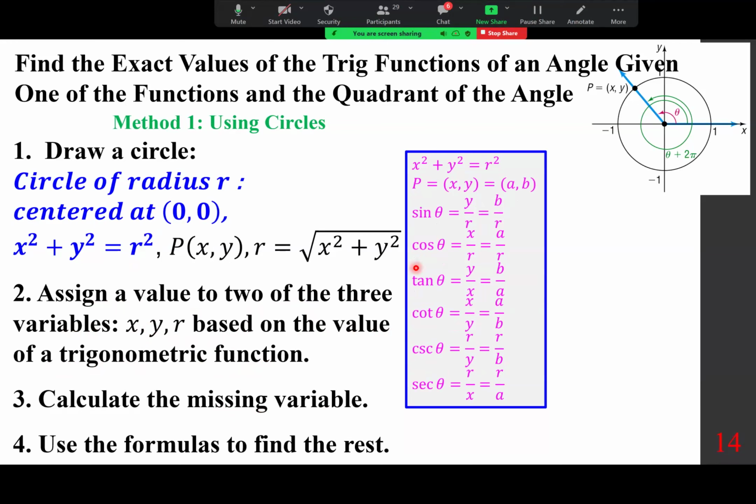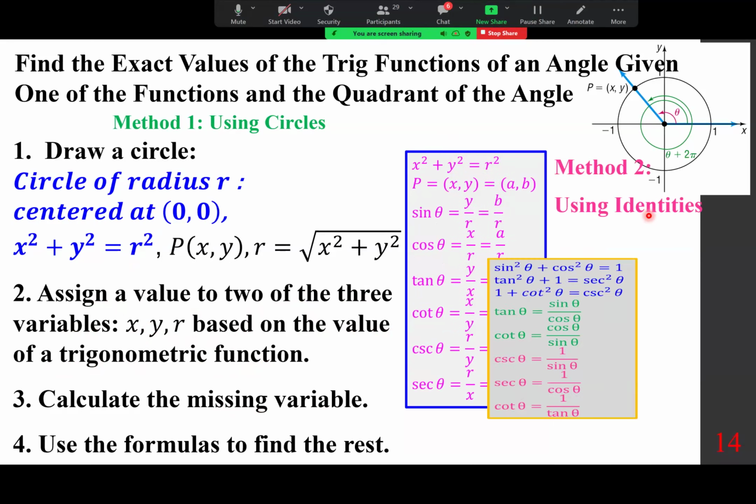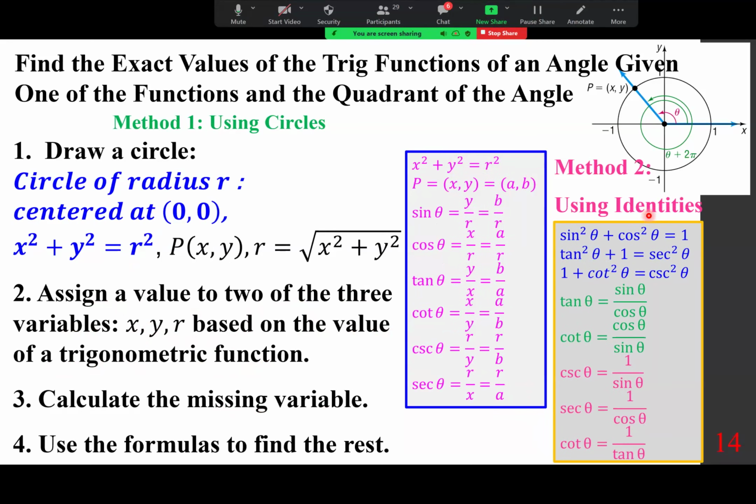So these are the formulas, right? The second method is to use identities, which means you have to remember all the identities that we discussed: Pythagorean identities, quotient identities, reciprocal identities. And one may be easier than the other. It's your choice. Ultimately, you should know both methods.